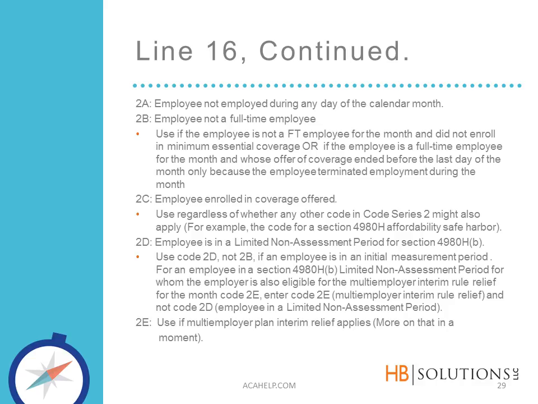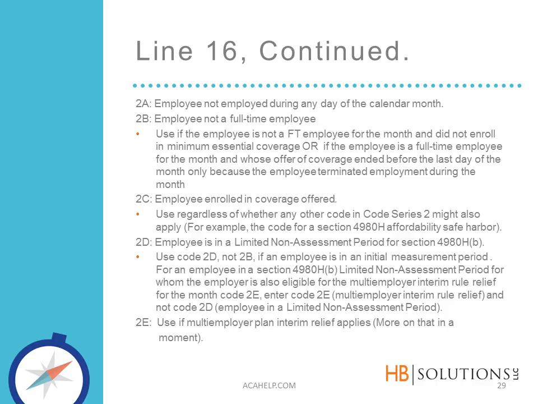The next 2 slides, again, just like in line 14, have descriptions of all 9 codes. And several of these are very straightforward, as you'll see. The first one, for example, 2A, this is the employee was not employed during any day of the calendar month. So, for example, you have a full-time employee who was hired in June. This would apply in January through May. 2B, you'll use this for months where the employee was not a full-time employee.